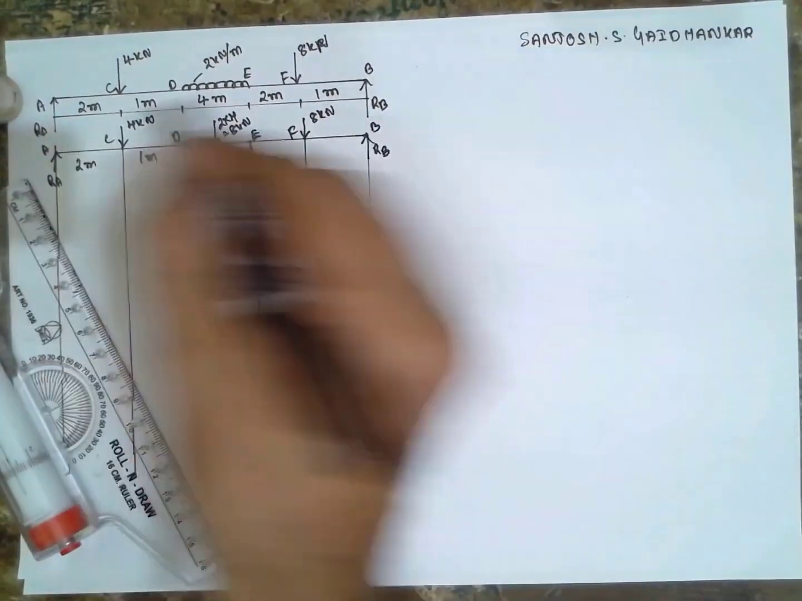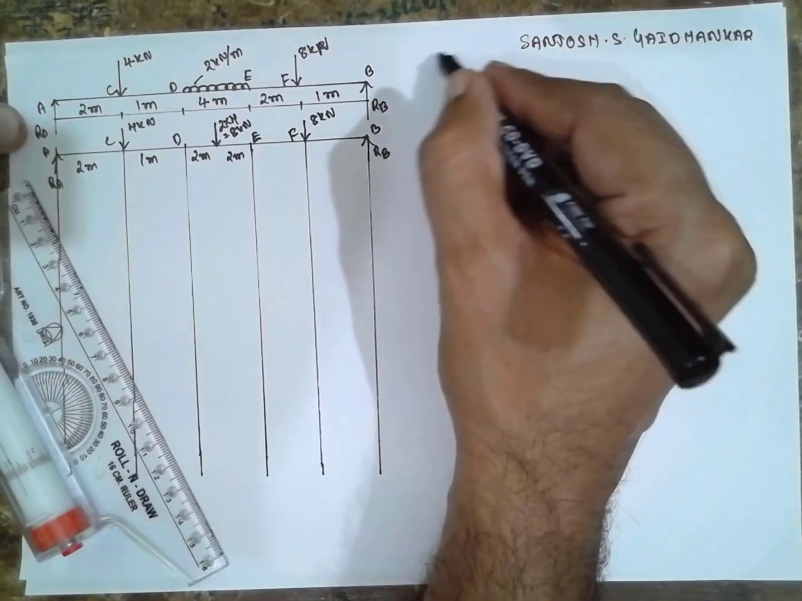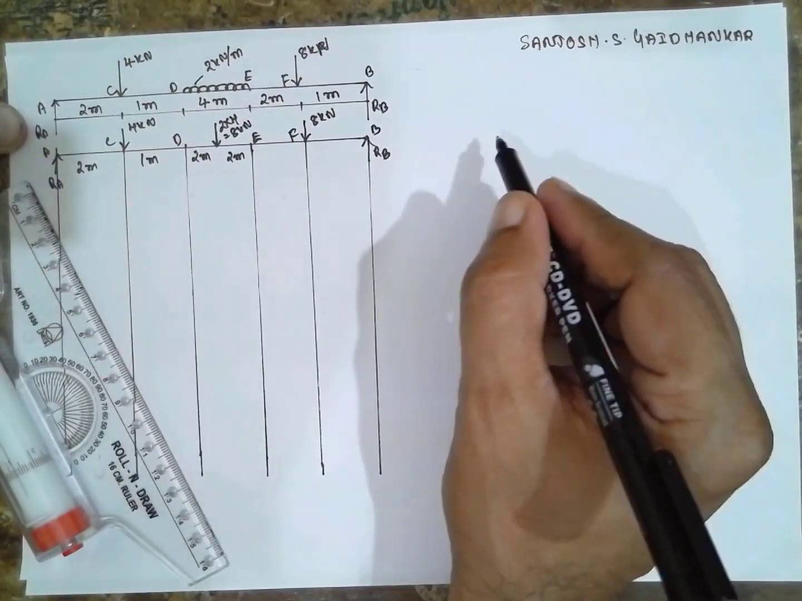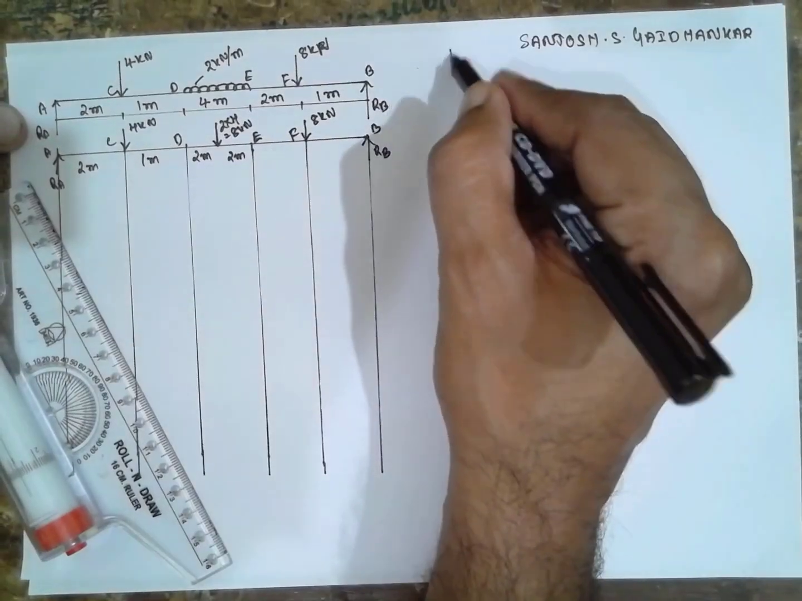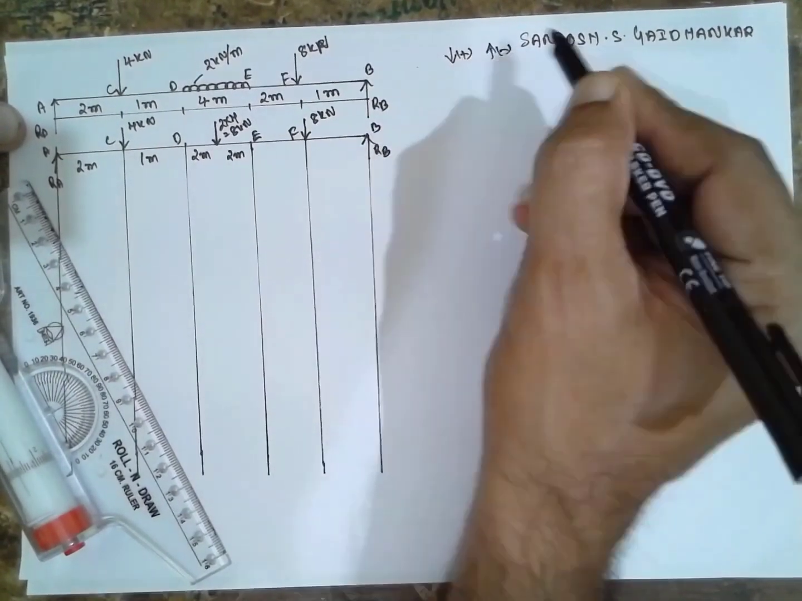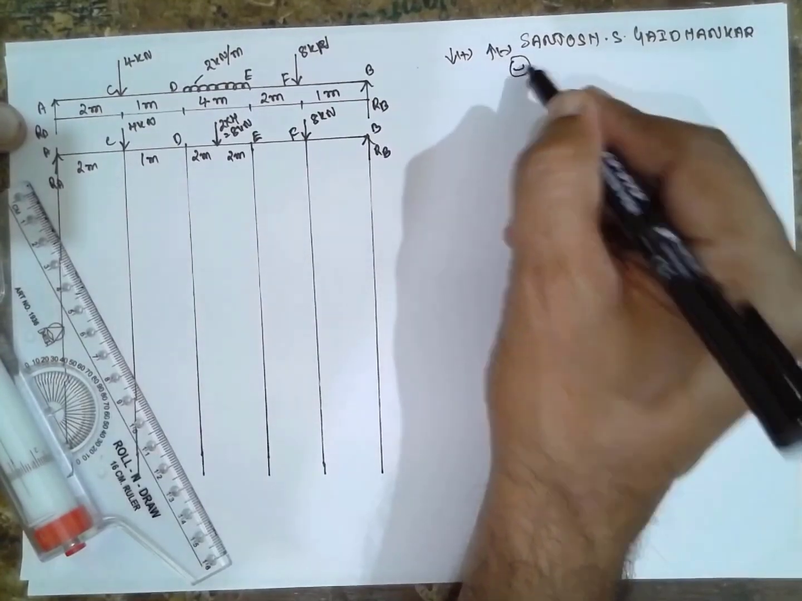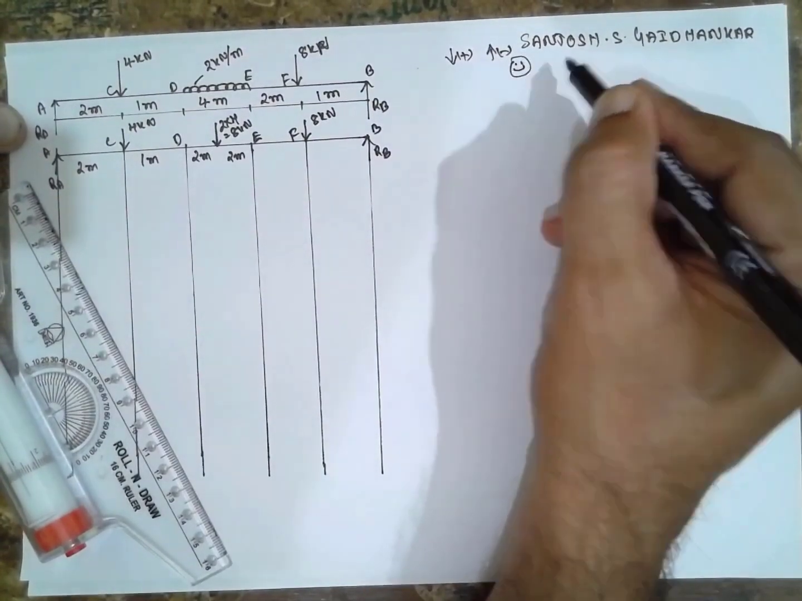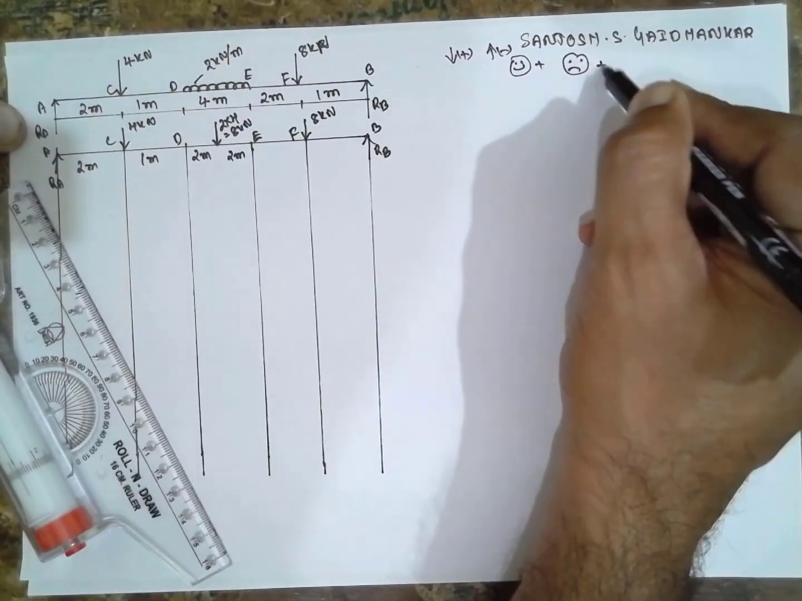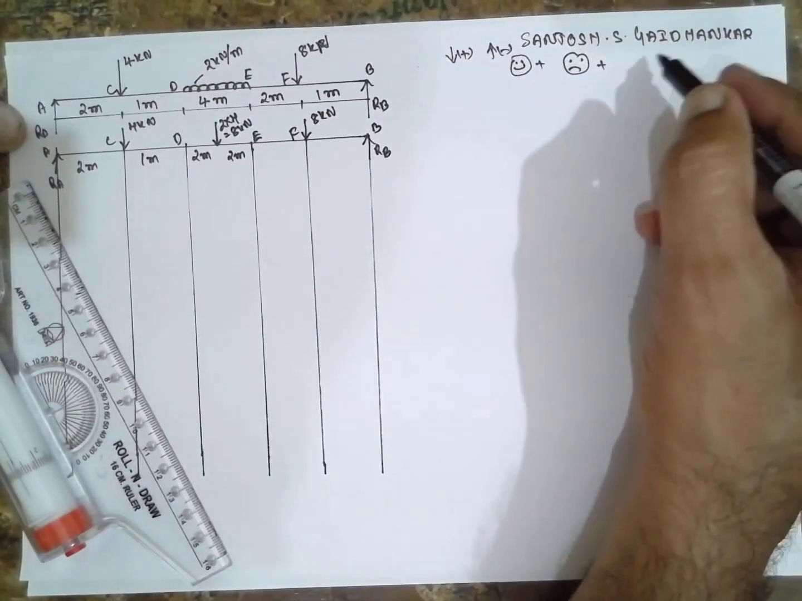First, in order to find the reaction forces, we have to take the sum of the vertical forces equal to 0. Now downward I will consider as positive, upward negative. Sagging, that is the smiling face, positive; hogging negative, for the bending moment.